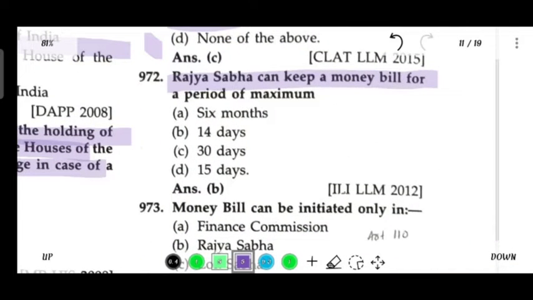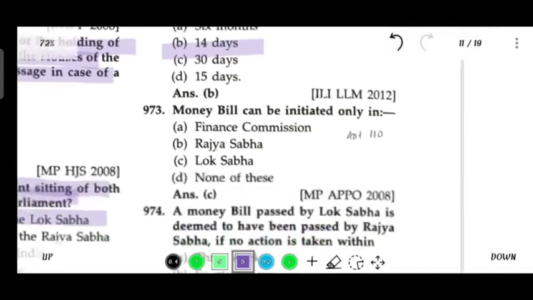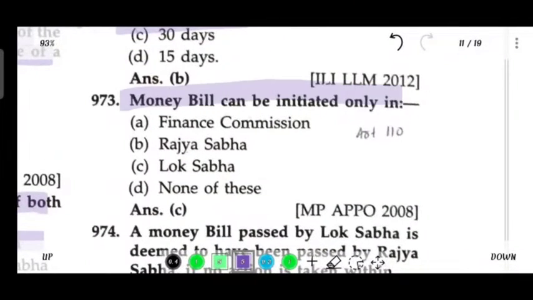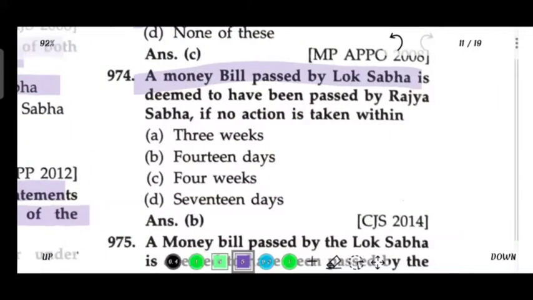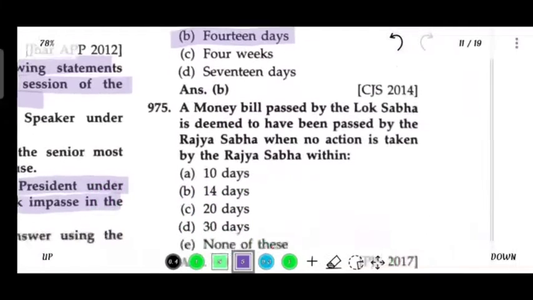Rajya Sabha can keep the money bill for a period of maximum 14 days. Money bill can be initiated only in Lok Sabha. A money bill passed by the Lok Sabha is deemed to have been passed by Rajya Sabha if no action is taken within 14 days.